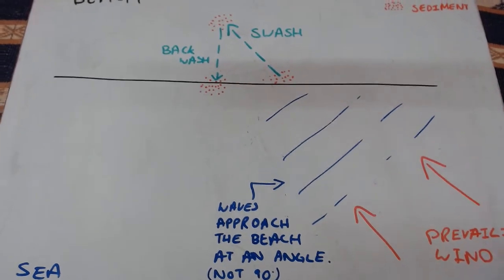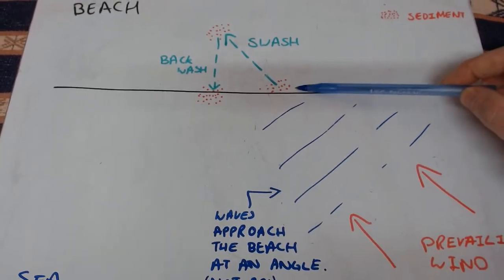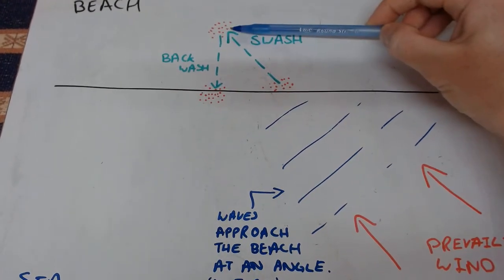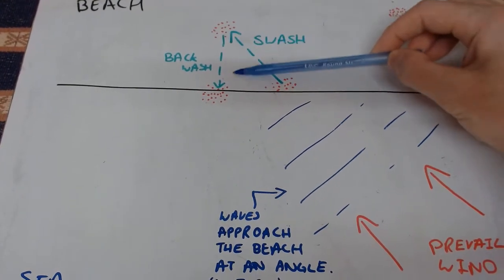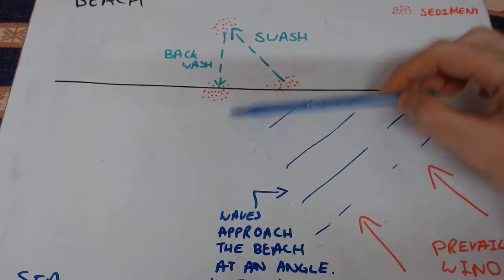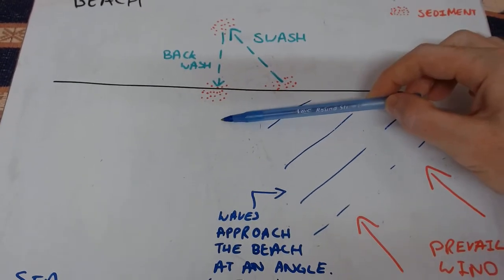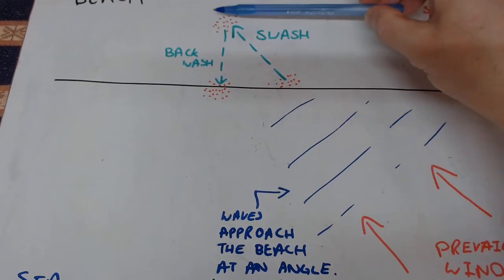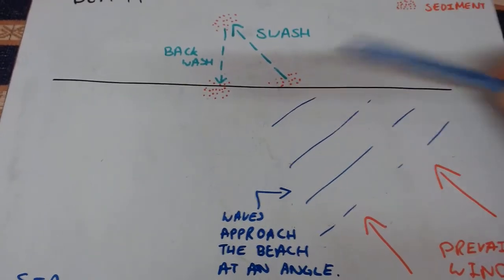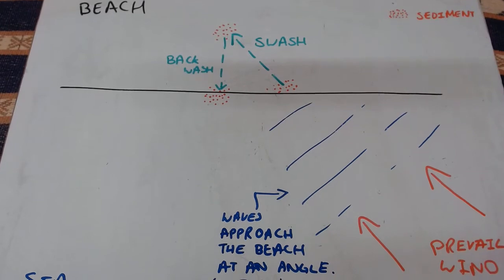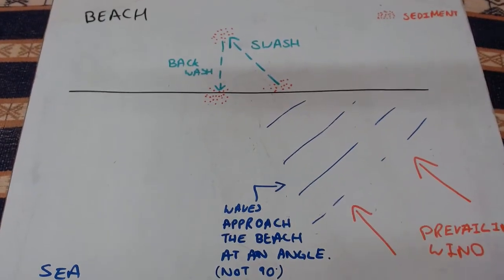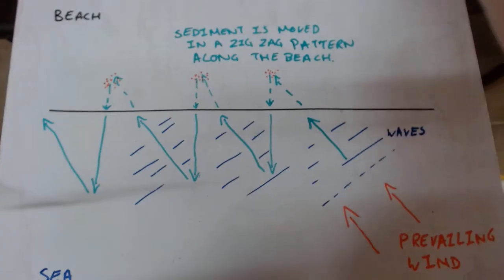So what happens is, if the waves approach like this, the swash, okay, the little red dots are the sediment, the swash comes up the beach at an angle, and the backwash takes the easiest and fastest route back, okay, straight down the beach. It doesn't go at an angle. The swash is forced up this way, and then the backwash straight back, the quickest and easiest route. Okay, so sketch that down nice and quick, and I'll show you the second one in just a moment.